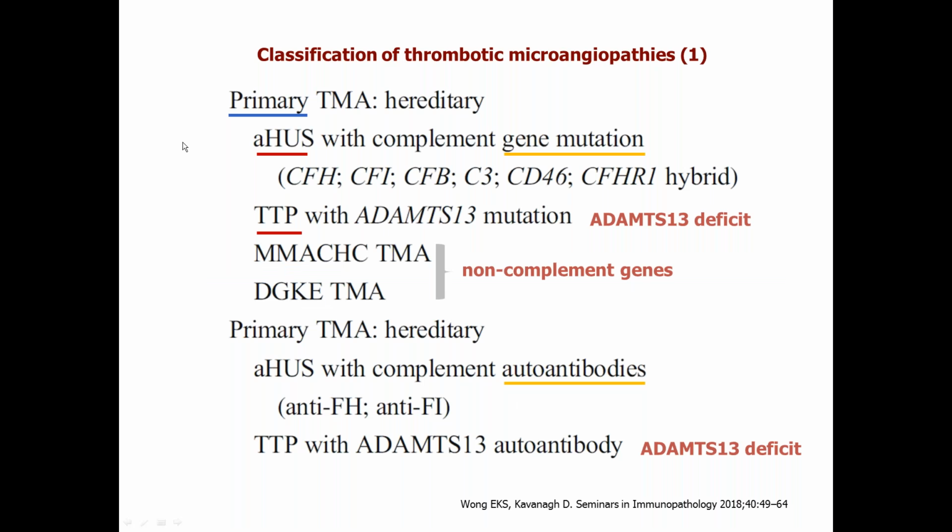Now, over the last 20 years, there was a very dramatic expansion and advances in our understanding of thrombotic microangiopathies. We all remember the clinical classification of these, but now we have more understanding of what's going on, and thrombotic microangiopathies are being classified now as primary, which are hereditary and might be due to complement gene mutation or ADAMTS13 mutation, or due to autoantibodies, either to complement regulating molecules or to ADAMTS13.